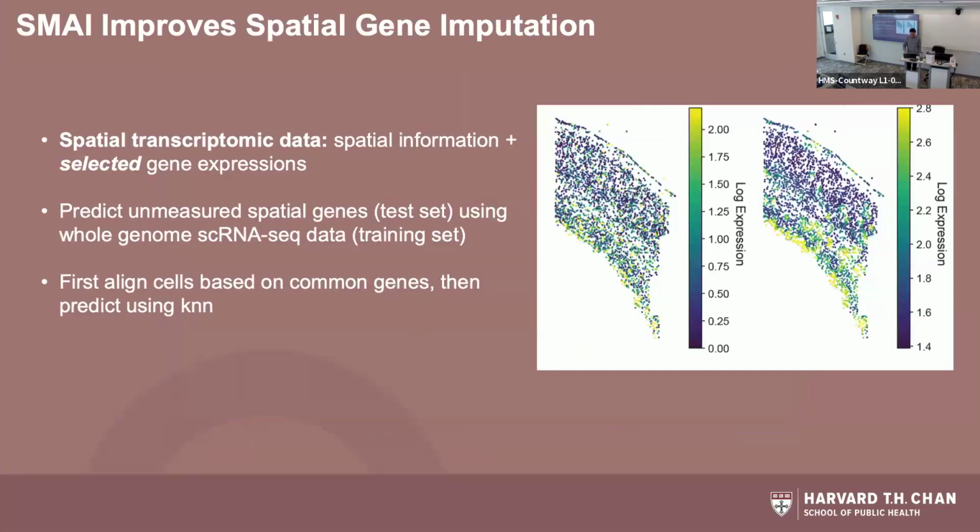Yeah, for the interest of time, basically we also test other downstream analyses, such as spatial gene imputation. As you know, in order to impute the unmeasured genes in spatial transcriptomic data, people usually bring together spatial transcriptomic data with whole genome RNA-seq data, and use the commonly measured genes as an anchor to predict the unmeasured genes.